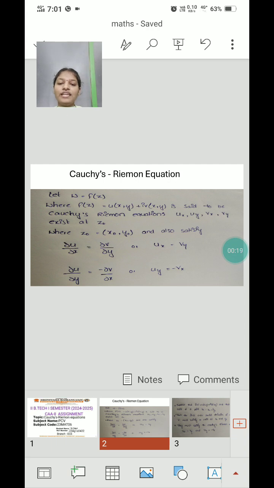First, we consider let w is equal to f of z, where f of z is equal to u of x comma y plus i v of x comma y, is said to satisfy the Cauchy-Riemann equations, where ux, uy, vx, vy exist at z0, where z0 is equal to x0 comma y0, and also satisfies dou u by dou x is equal to dou v by dou y, or ux is equal to vy, and dou u by dou y is equal to minus dou v by dou x, or uy is equal to minus vx.